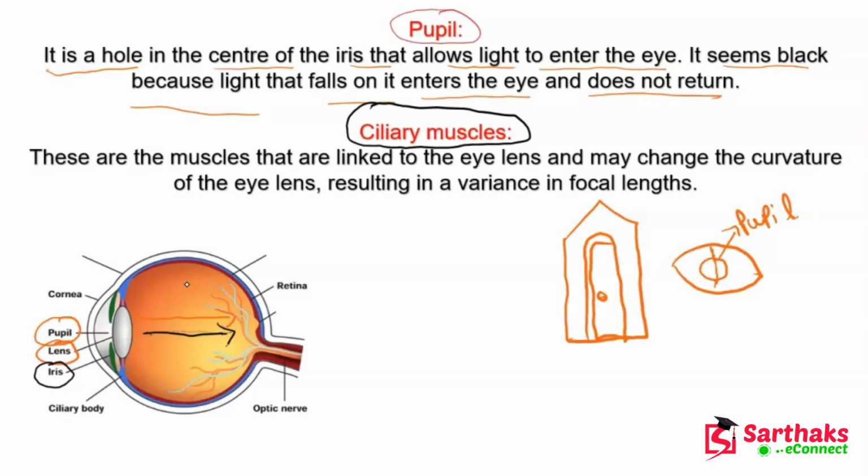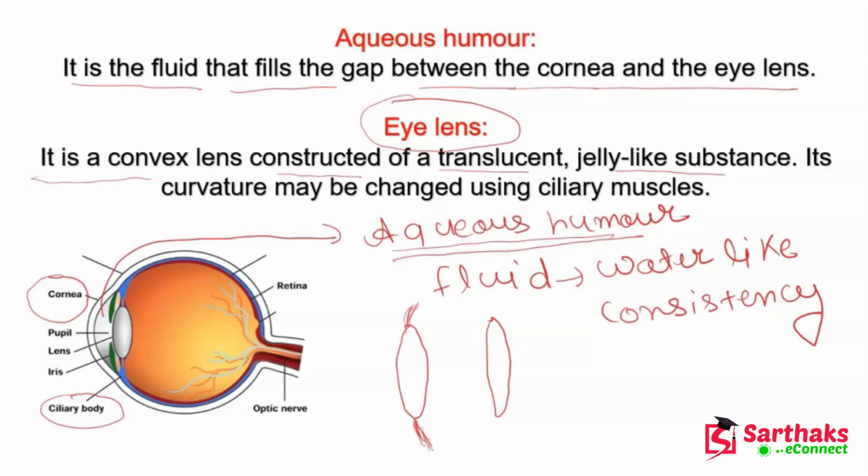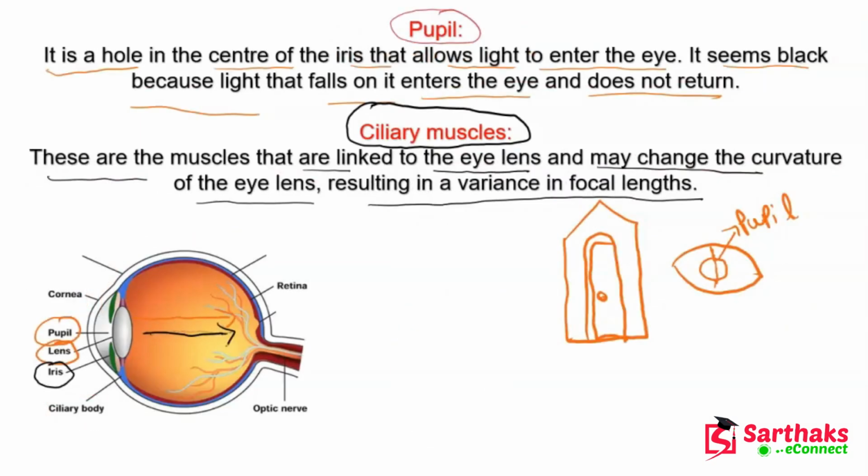So what is the working of the ciliary muscle? The ciliary muscle is basically responsible for changing the curvature of the lens. These muscles are linked to the eye lens and may change the curvature of the eye lens, resulting in a variance in focal length. As I told you in this slide, the ciliary muscles hold this lens and can also change its curvature. So these are the works of the ciliary muscles. I hope guys you got this point.